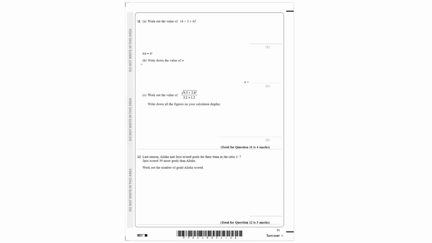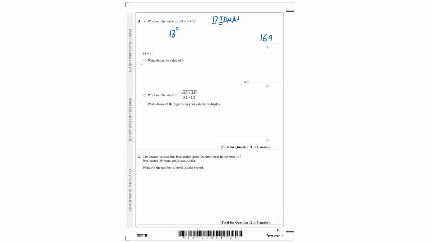Work out the value of (4 + 3 + 6) to the power of 2. We know that in BIDMAS, brackets come first, then indices. So 4 plus 3 is 7. 7 plus 6 is 13. And we square this. 13 squared is 169.